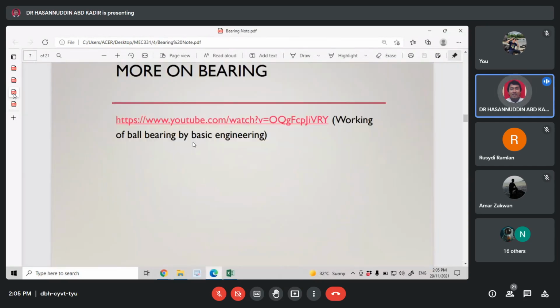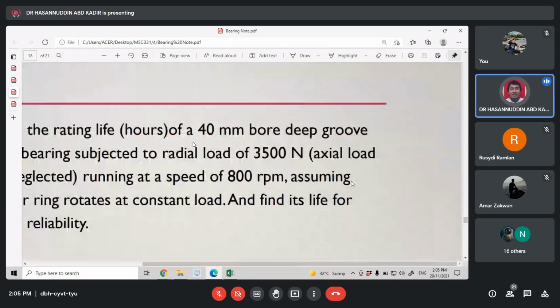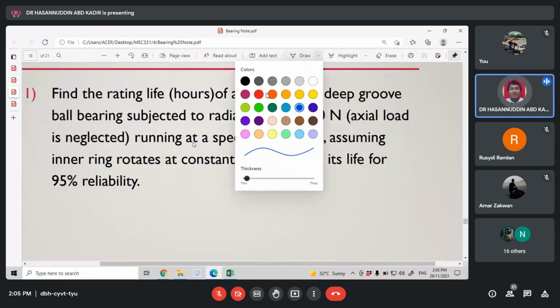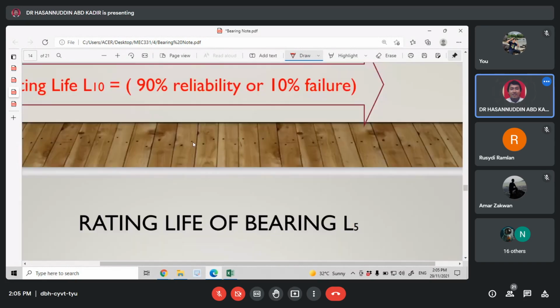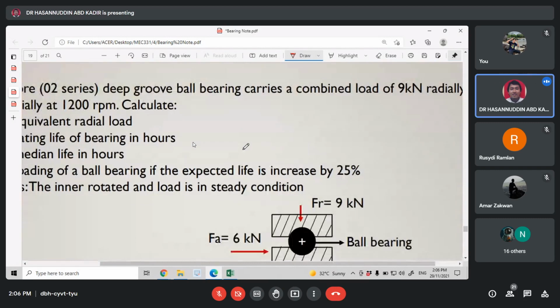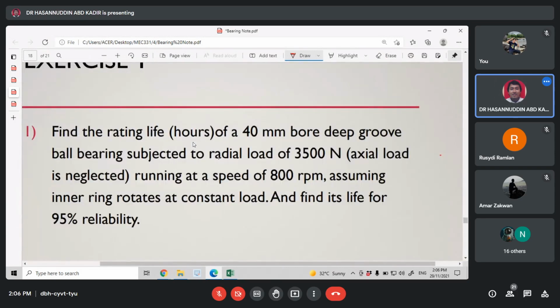Okay, so we do some exercise here. Let's say we do exercise 1. We start with a simple one first. So exercise 1, number 1 here, they give you: find the rating life in terms of hours.